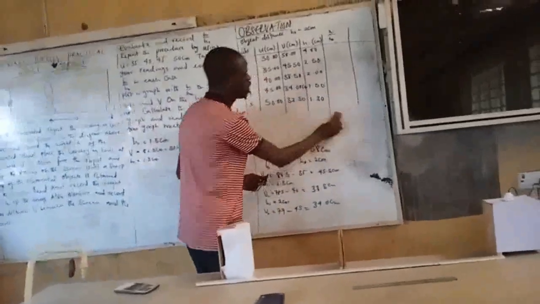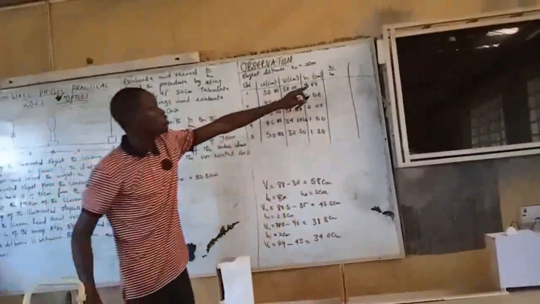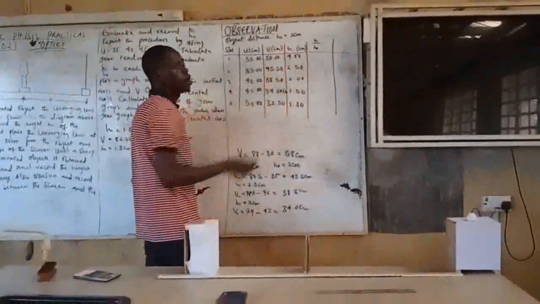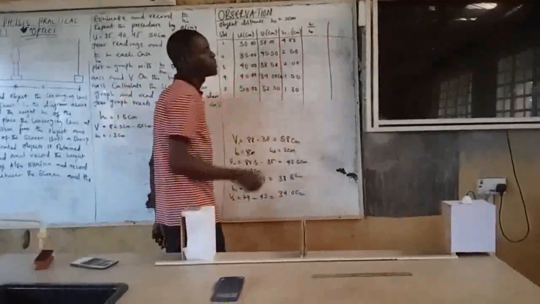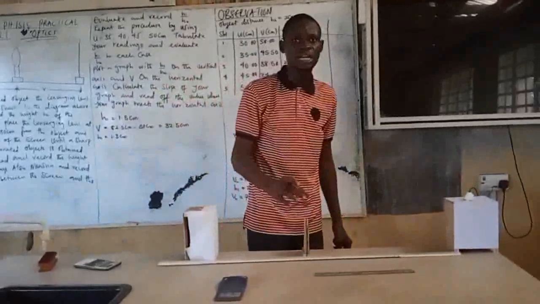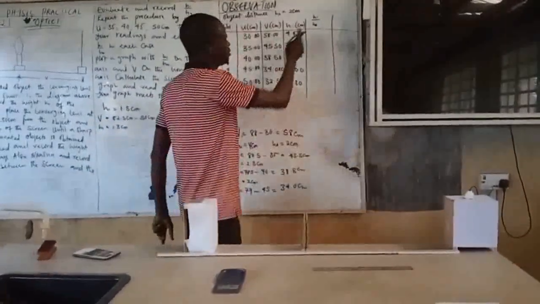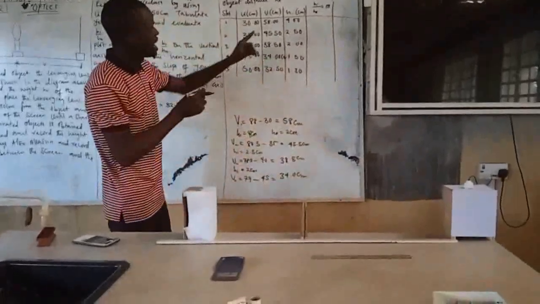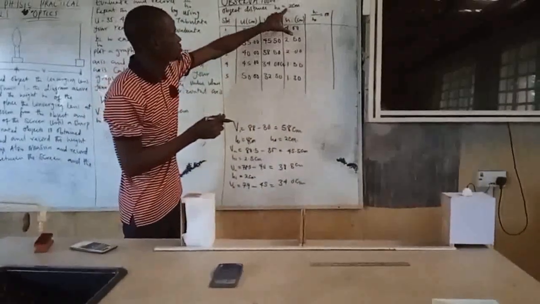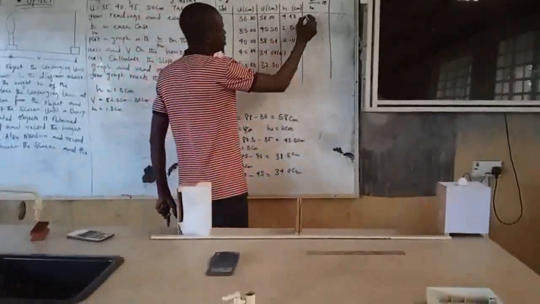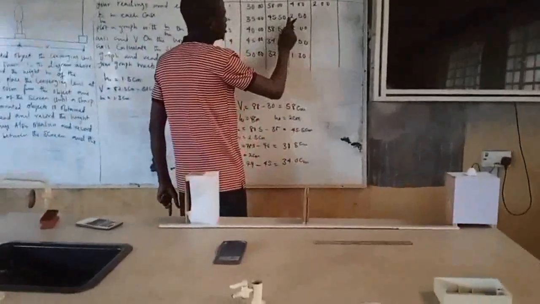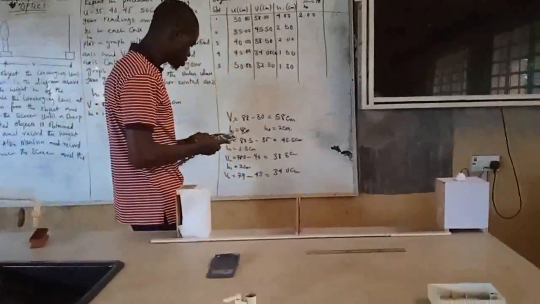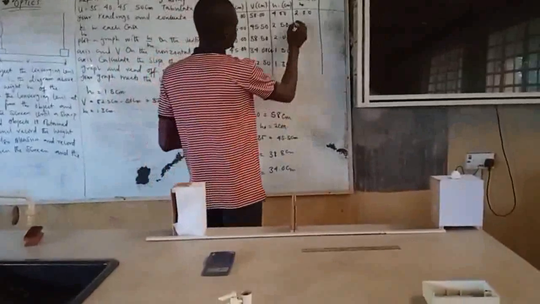Now from here, I can easily calculate the ratio of hi to h naught. Since hi over h naught is the image height divided by your object height, this ratio we call the linear magnification of the lens, which can be represented as m. Now, image height over object height: 4 divided by 2 gives 2.00. Then 2.5 divided by 2 gives 1.25.